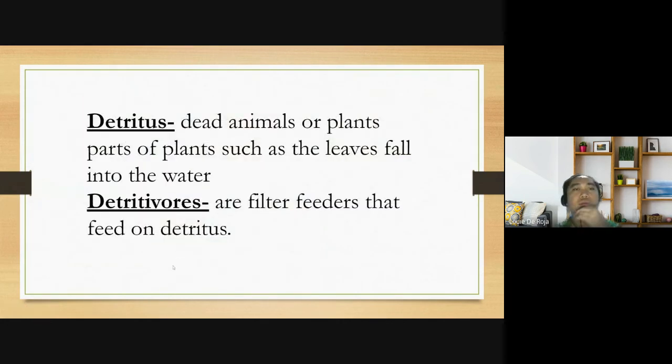Next is detritus. This is dead animals or plants or parts of plants such as the leaves that fall into the water. Okay, dead parts ito ng plants and animals na palutang-lutang po sa dagat. When we say detritivores, these are filter feeders that feed on detritus. Sila po yung janitor ng karagatan. Sila yung naglilinis ng mga dumi katulad ng dead animals and dead plants.